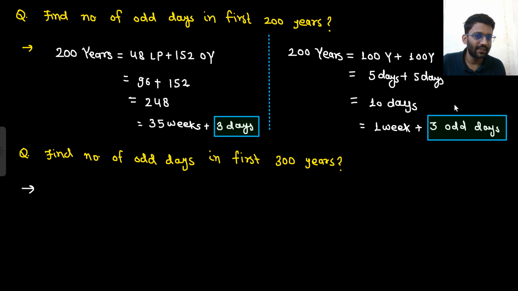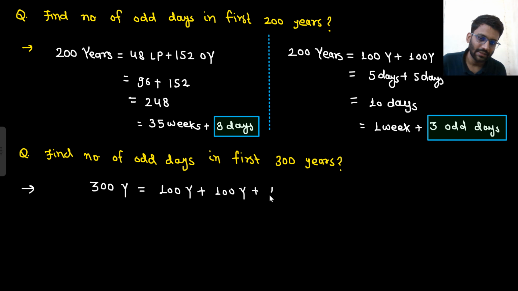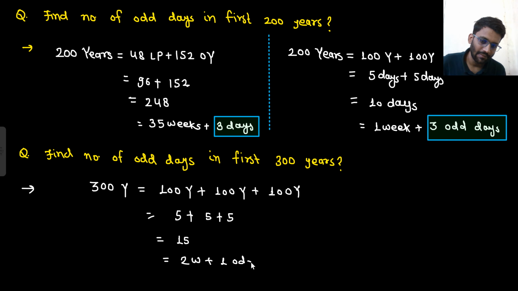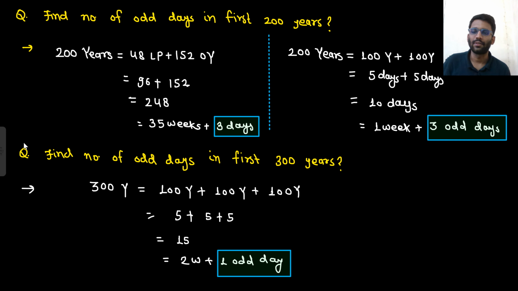You can solve by this method on your own, but we will solve by the simple method, that in 300 years, 100 years plus 100 years plus 100 years, 5 plus 5 plus 5 odd days. That means total 15 days. 15 days can be written as 2 weeks plus 1 odd day.